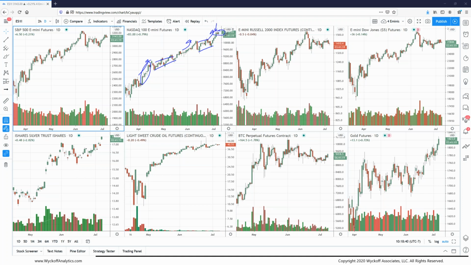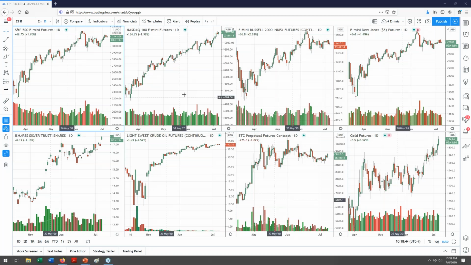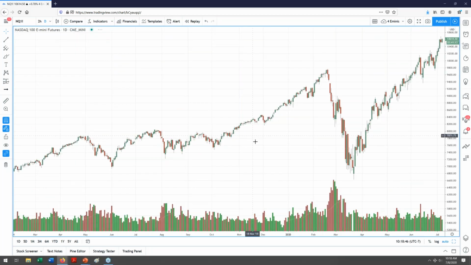And the idea here is, how do we confirm that this was a climactic action? And actually, why don't we do this as an exercise really quick?